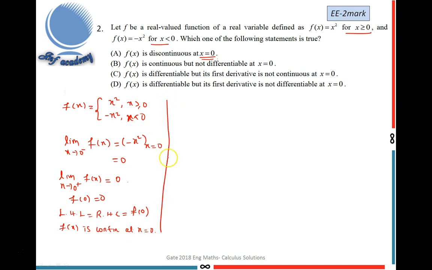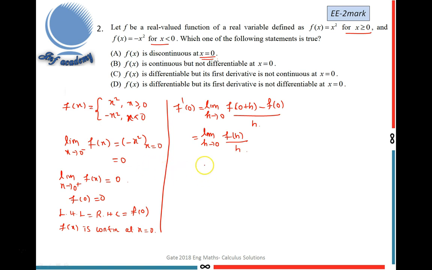Next, we have to check the differentiable condition. Differentiable means f dash of 0 equals, by the definition of derivative, limit h tends to 0 of f of 0 plus h minus f of 0 divided by h, because we have to check differentiability at x equal to 0 only. This means limit h tends to 0, f of 0 plus h is f of h, and f of 0 is 0.